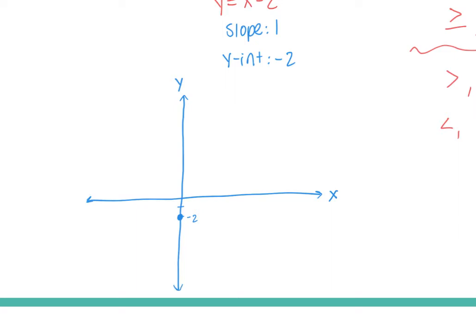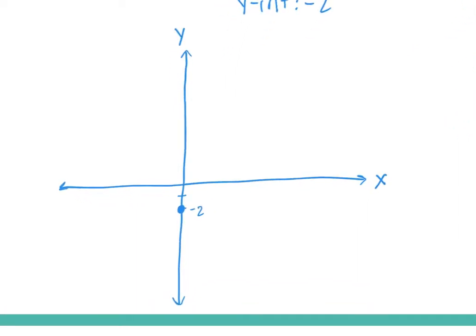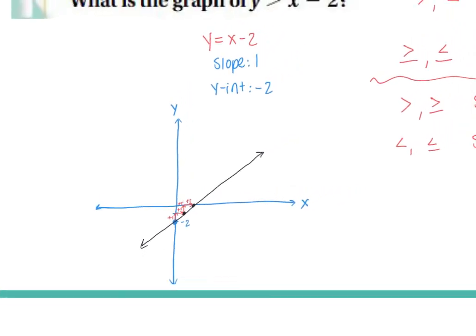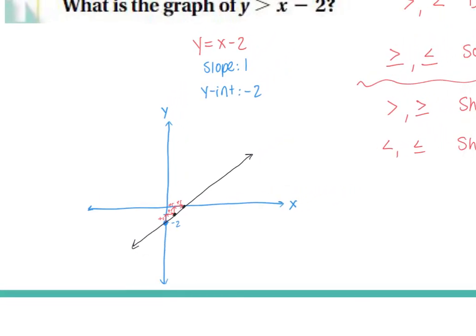And my slope is 1. So I'm going to go up 1 over 1. Up 1, to the right 1. Up 1, to the right 1. So my line is going to look something like this. So it goes through -2 on the y-axis, and its slope is +1.